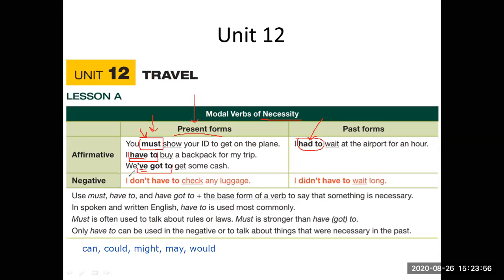And in the negative, as you see here, we only use this for the negative. I don't have to check, or I didn't. Right. In the negative, we don't use this, and we don't use this. Obviously, you are going to see some sentences like mustn't. But when you use this, it's not of necessity. Okay, we are not talking about necessity. We are talking about other things. In this grammar, the only negative is don't have or didn't have in past. Right.